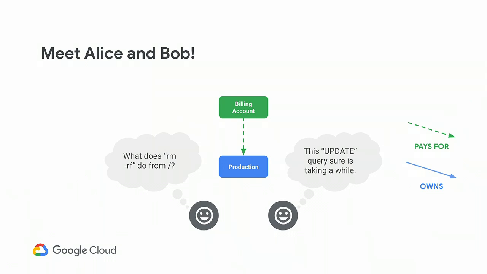Alice is not super up on Linux systems administration. So she ran rm -rf thinking she was in her home directory. She wasn't. She was at the root. She's wondering why that's taking so long.